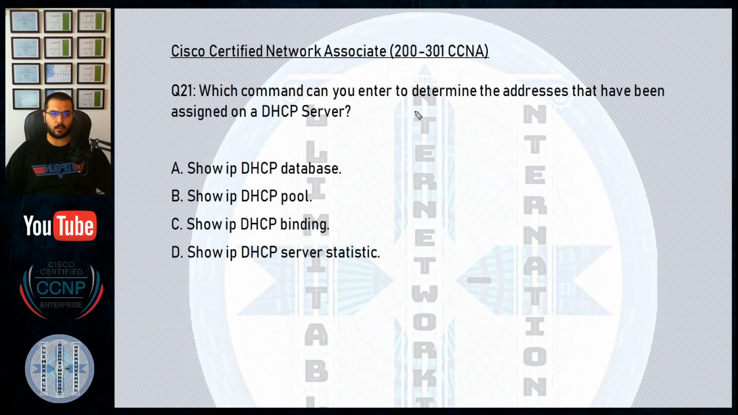Which command can you enter to determine the addresses that have been assigned to a DHCP server? If you have a router that you have enabled DHCP server inside it and it's giving IP addresses to multiple devices, how would you know the number and the devices that are making use of this router? Actually, by giving the command show ip dhcp binding, it will show you the end devices that are bound to your pool and are taking IP addresses of your pool. So whenever you see binding, hit that command and you will see the result of that.